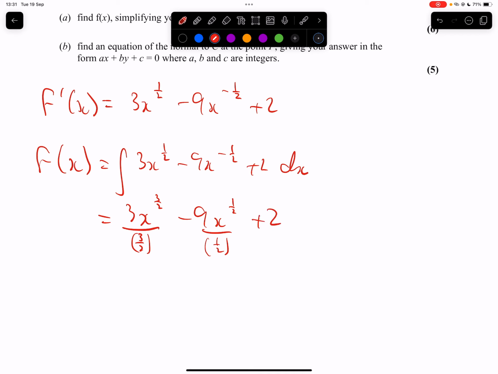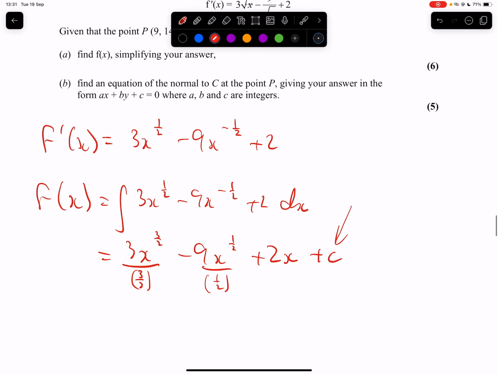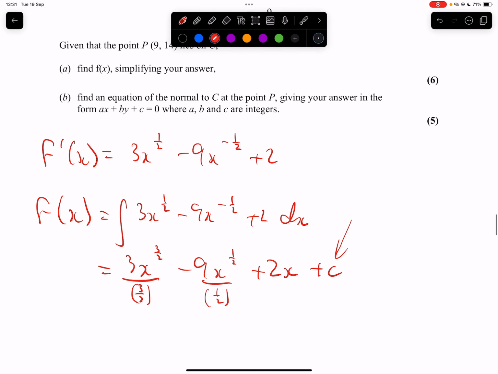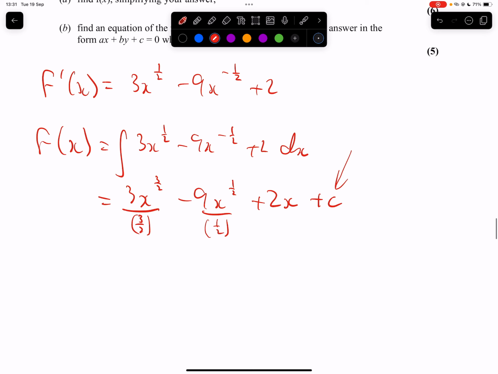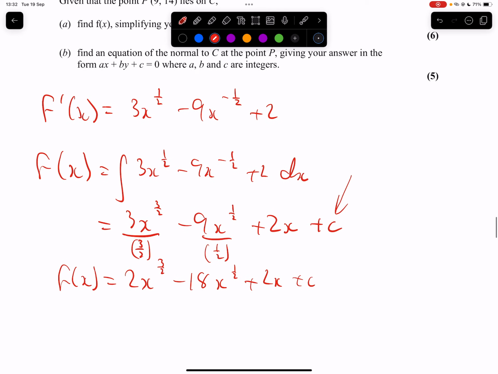In the case of 2, that becomes 2x. And you always have to remember your plus c. You will lose marks if you don't remember your plus c. And in this one, you'd lose a few marks because we also need to find out what that c is. So that would get you 2x to the 3 over 2 minus 18x to the half plus 2x plus c. And that is what f of x is.